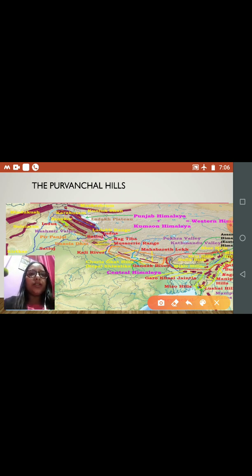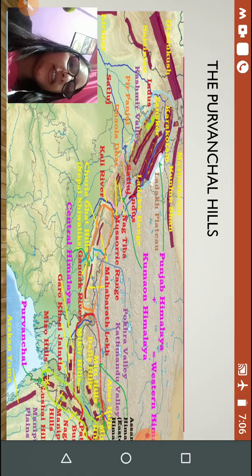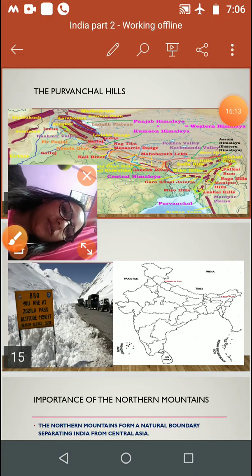The Purvanchal Hills merge with the Meghalaya Plateau in the west here. The Garo Hills, the Khasi Hills, the Jaintia Hills lie on the Meghalaya Plateau. So for the Purvanchal Hills, you just need to remember it is the hills which mainly cover the northeastern states of our India, okay.